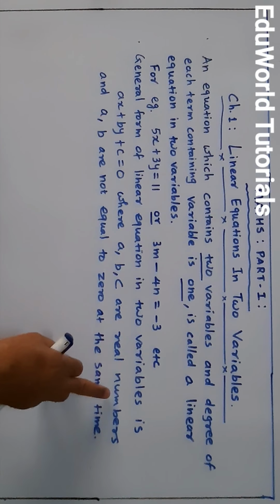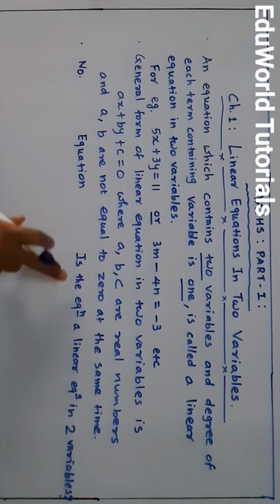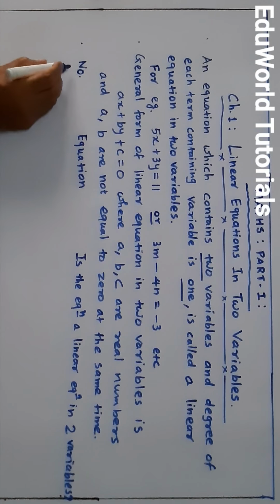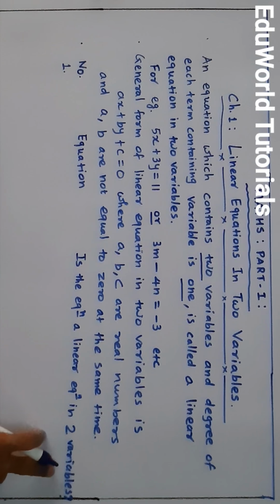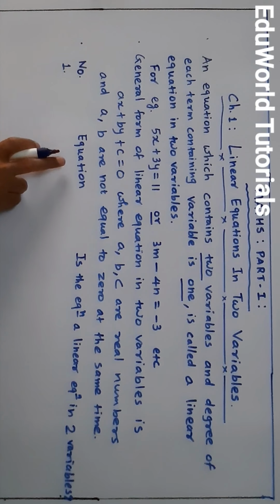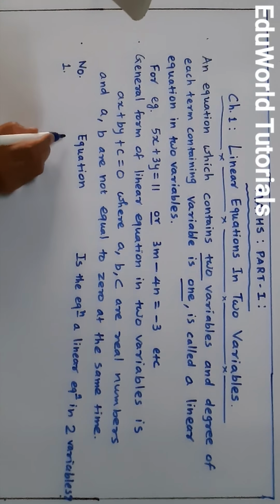Now you see that on the first page of your textbook, a table is given containing three columns. In the first column, serial number. In the second column, equation. And in the third column, they have asked us a question: is the equation a linear equation in two variables? Now, I will write the first equation. It is 4m plus 3n is equal to 12.